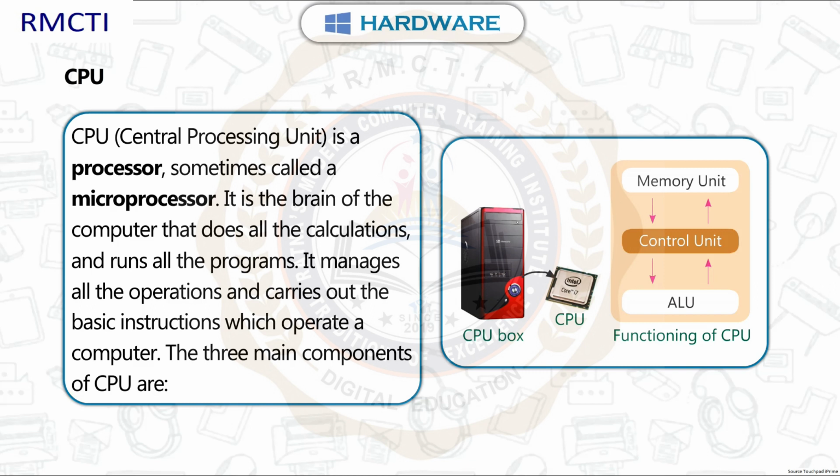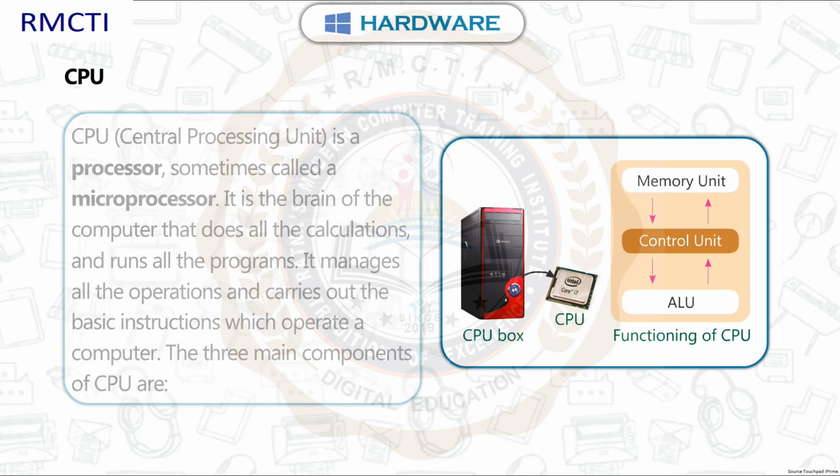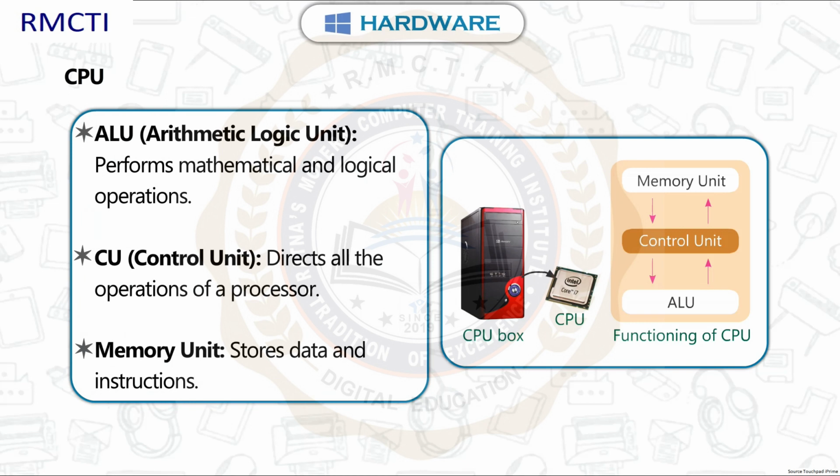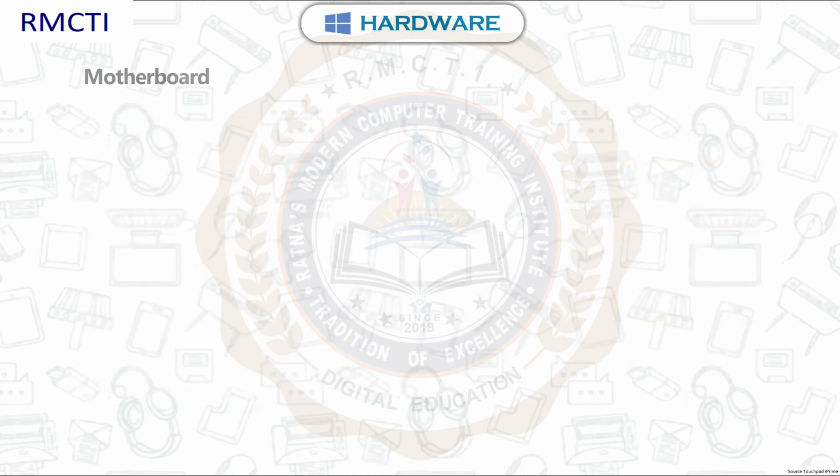The three main components of CPU are ALU, Arithmetic Logic Unit, which performs mathematical and logical operations. CU, Control Unit, which directs all the operations of a processor. Memory Unit, which stores data and instructions.